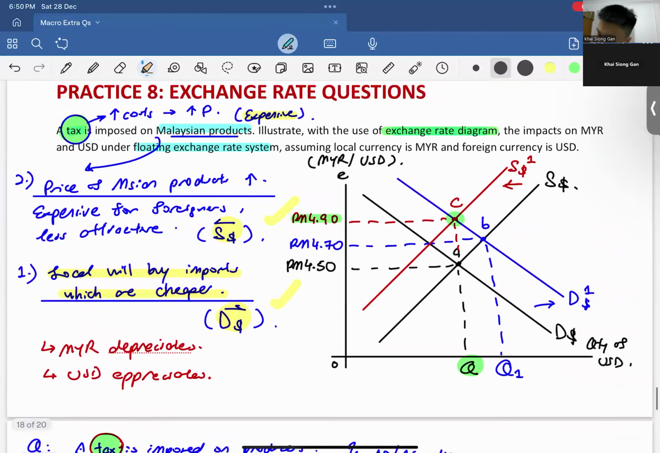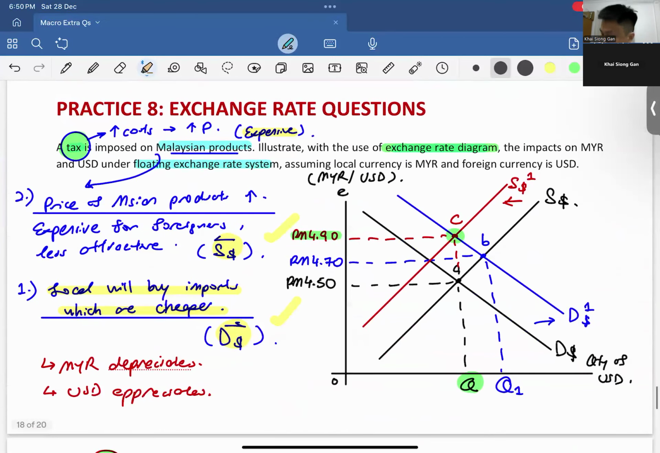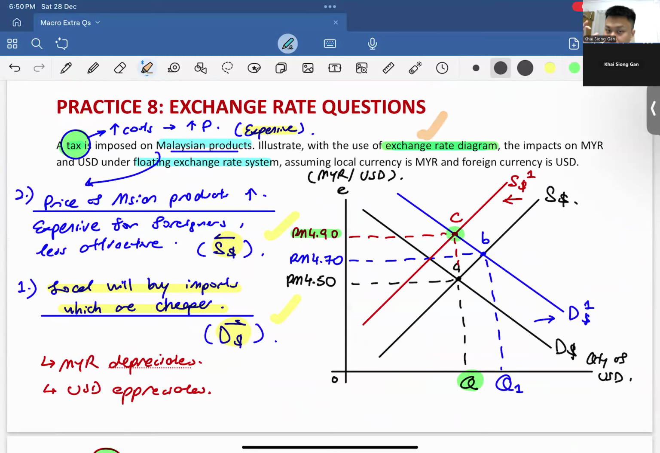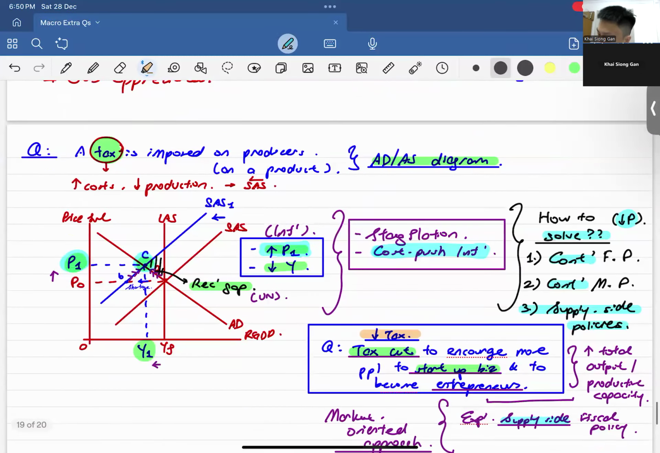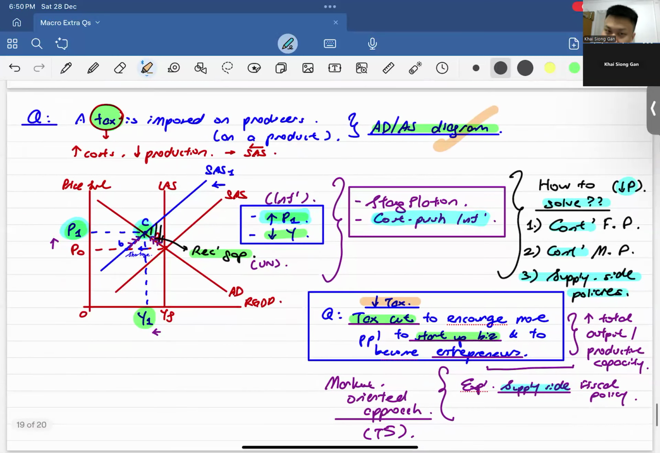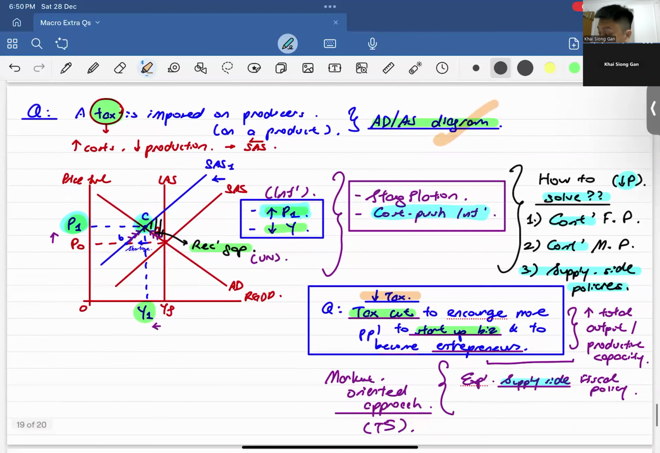Very interesting. You see, from the initial tax, I relate to the exchange rate diagram. Now we play smart a bit, we study smart a bit, we relate to the ADS diagram. Very, very good. Do you realize that by doing this revision, how many graphs we had learned? We actually cover all the graphs already. Do you realize that? Let me show you.